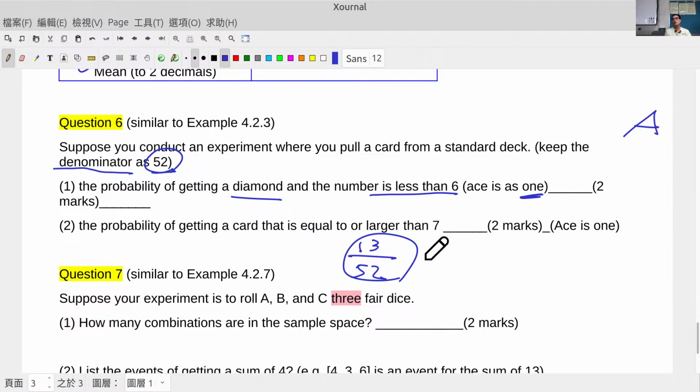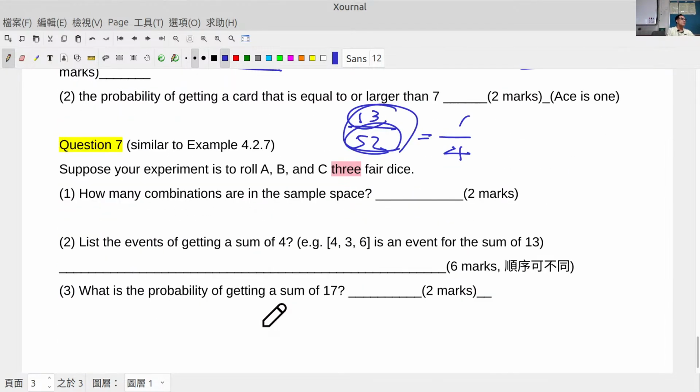You don't need to simplify it as 1/4. You don't need to do that. Just write down 13 over 52. That's okay. Then question number 7.